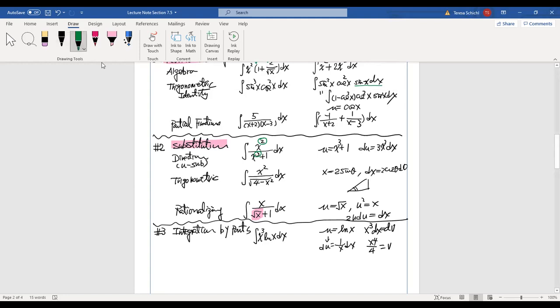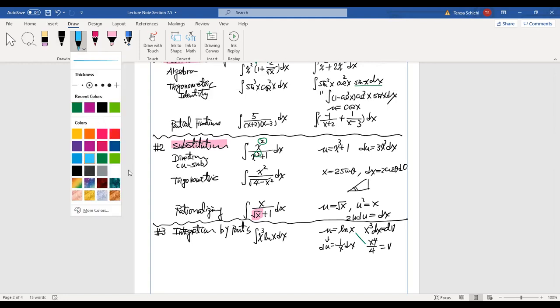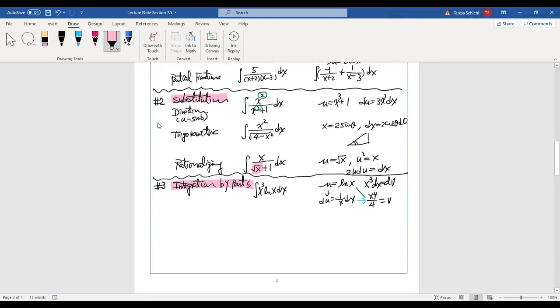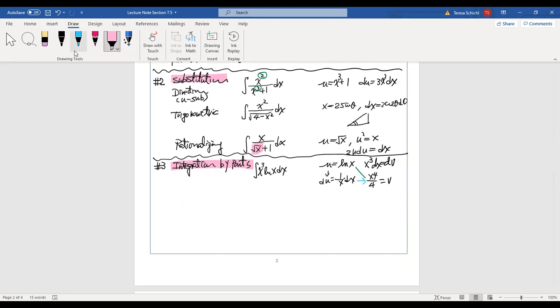Then if you remember, we say this is uv minus what? So this would be uv minus the integral of v du, right? That's how we do integration by parts. In fact, integration by parts is very, very commonly used. All right, so those are the strategies. Okay, if worst comes to worst and none of them work, right?